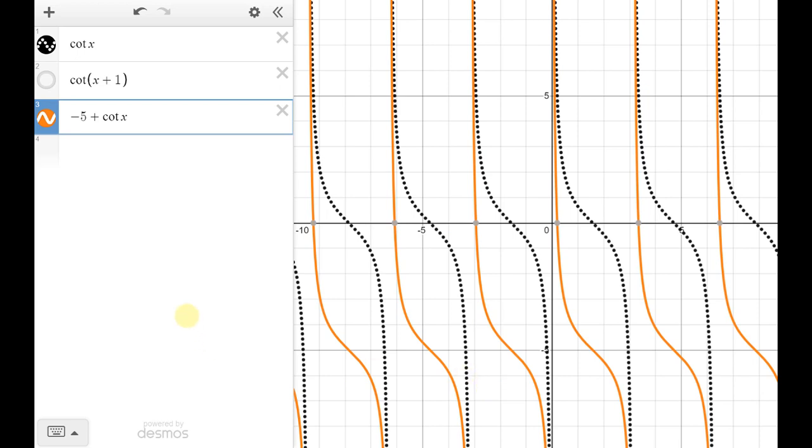So I talked in depth about translations with sine and cosine and how those work in general. And now we're just applying these to another function because, like I told you in the last video, these translations apply to all functions. So we've got a good sense of this now.